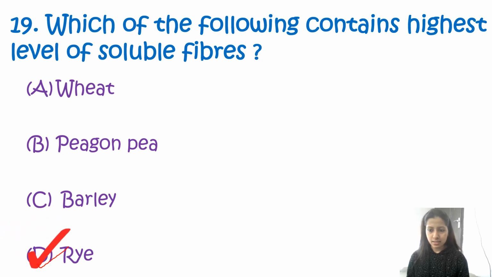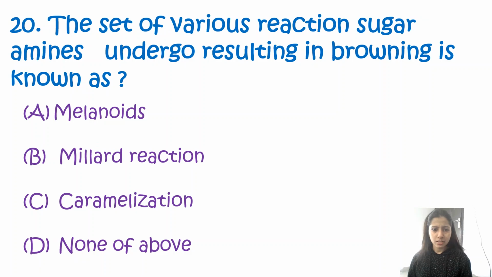Next, question number 20. The set of various reactions that sugars and amines undergo, resulting in browning, is known as: option A, melanoids; option B, Maillard reaction; option C, caramelization; and option D, none of the options. So actually, Maillard reaction is the correct option.